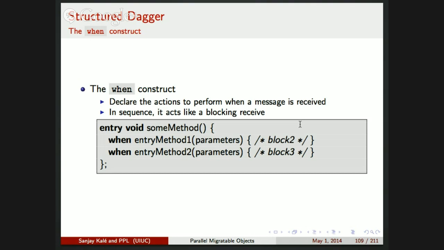This is a method inside of the class. This is actually going to be in the CI file. So this is an entry method, some entry method, so we can invoke this on a chare remotely as we normally would. Basically the body of this says, okay, first wait to make sure you have an entry method 1 message. When there exists a message in the queue that matches this pattern, then we can go ahead and execute some chunk of code, and then again, wait until you have something that matches entry method 2 with these parameters, and then execute the next block of code.